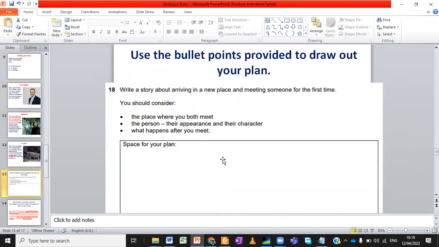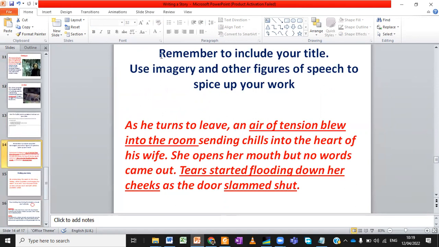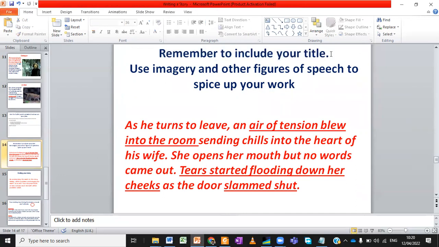Okay. Now, use the bullet points to draw out your plans. I've explained that. Also, remember to include your title. You must give a very interesting title. Sometimes you do not need to begin with a title. You can finish your story before writing your title. Finish your story before you write your title. Then, for the title part, if you run out of ideas, you don't know what to title your story, just pick the main character.